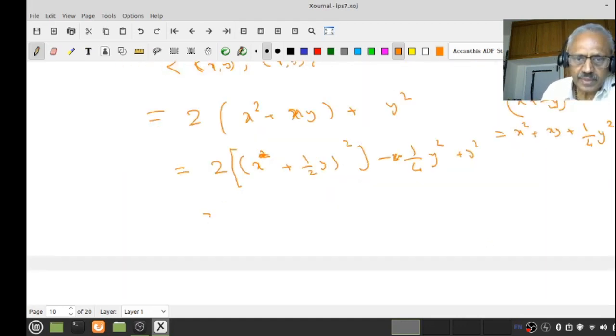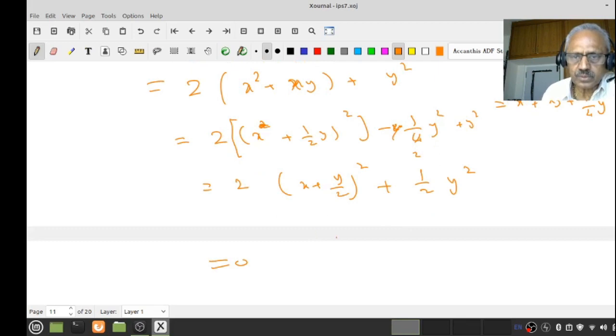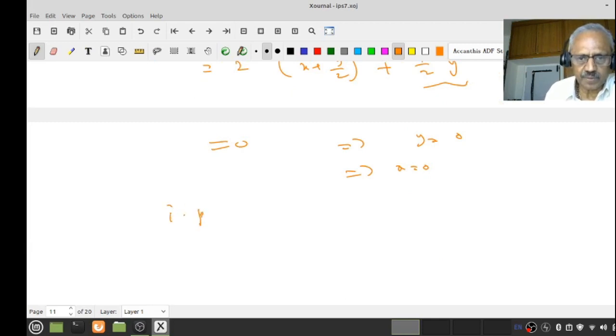So what do I get? I get 2 times x plus y by 2 whole squared minus, this is half, right? Therefore, half of y squared plus, okay? But this is equal to 0. That means, first thing is y is 0, because each one of the terms must be 0. If y is 0, that means 2x squared is 0, therefore x squared is 0, and hence x is 0. So this is positive definite. So this is an inner product on R2. Right?